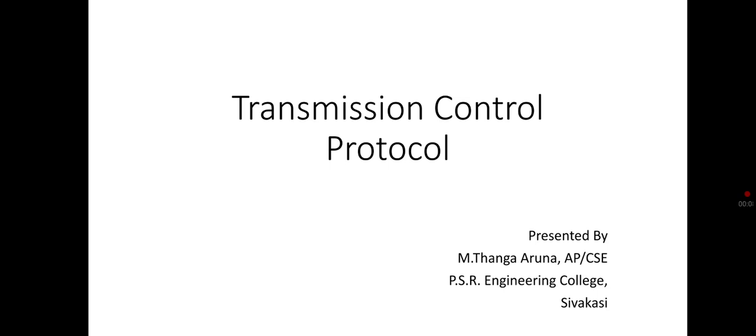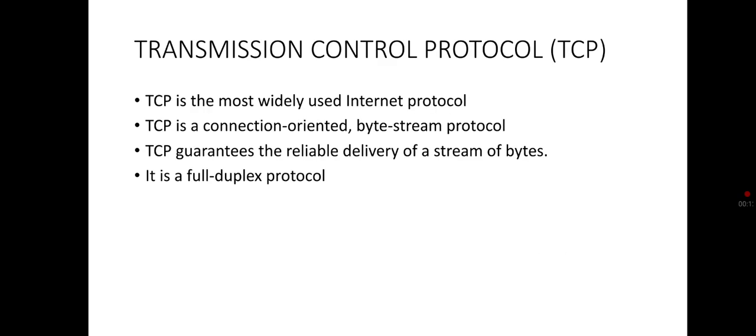Today I am going to handle a session on Transmission Control Protocol. Transmission Control Protocol is a protocol that is present in the fourth layer of the OSI model. It is most widely used in Internet today. TCP is a connection-oriented byte stream protocol. It guarantees the reliable in-order delivery of a stream of bytes.